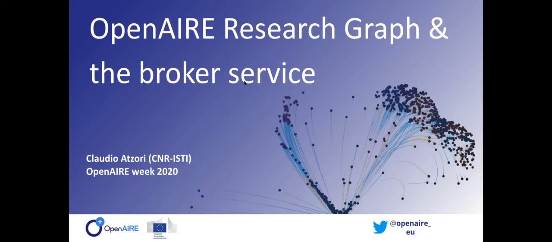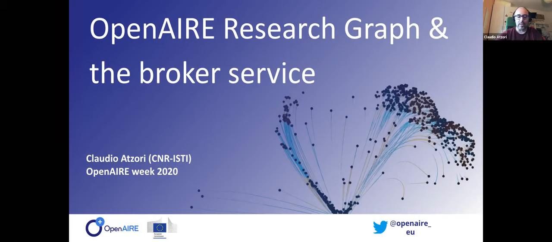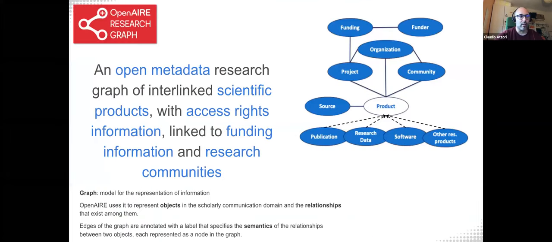With this brief presentation, I'm going to give an overview of what the OpenAIRE Research Graph is and how in OpenAIRE we are exploiting it to build an added value service like the broker service on top of the information in the graph. So let's start by defining what we mean essentially by graph. We defined it as an open metadata research graph of interlinked scientific products with access right information linked to funding information and research communities.